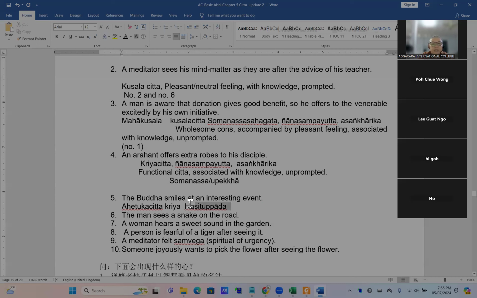Because ahetuka is only one citta here. It's only one citta. This is special. So yes, okay, next one.